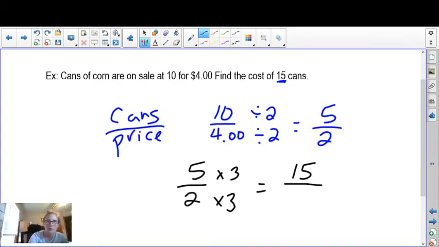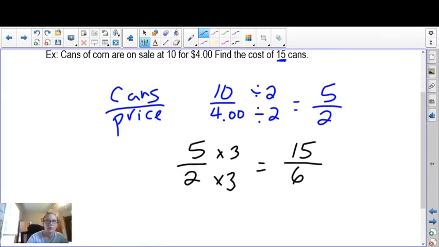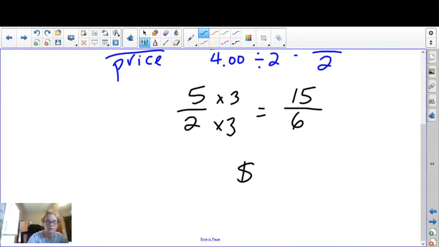And when I do to one, I do to the other. So 2 times 3 is 6. So it'll cost $6 for 15 cans.